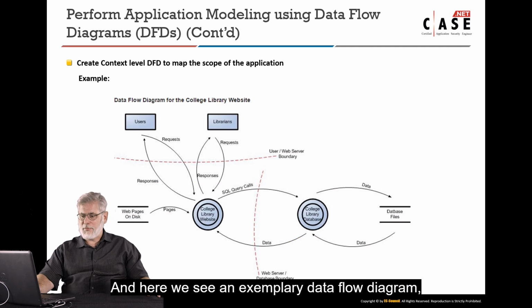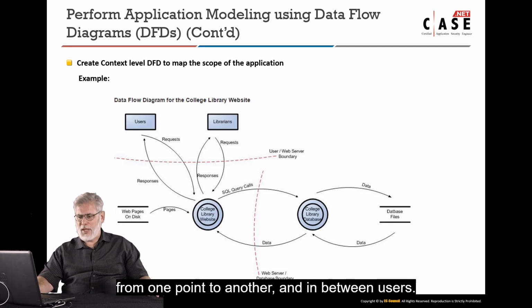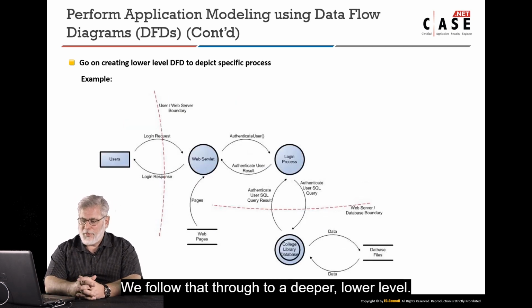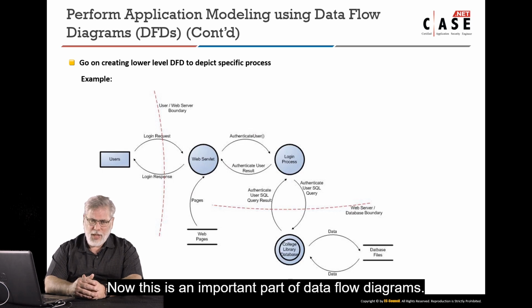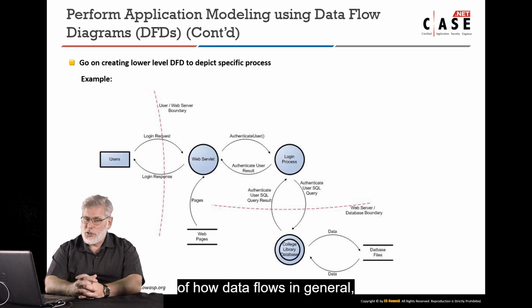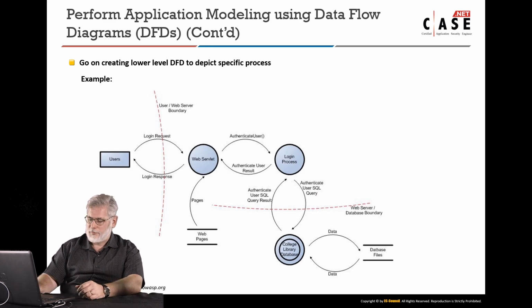And here we see an exemplary data flow diagram, again using that fictitious college library website, and you can see how the data flows from one point to another and in and between users. We follow that through to a deeper, lower level. Now, this is an important part of data flow diagrams. You might start with a very high-level overview of how data flows in general, but you're going to have to get very granular at some point for this to have any meaningful use.